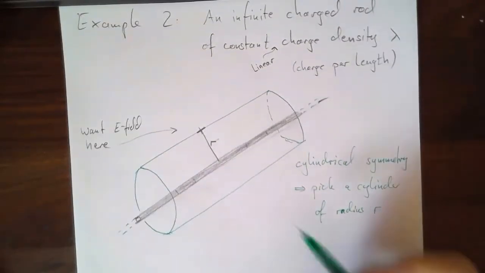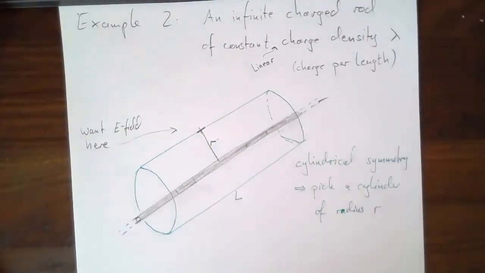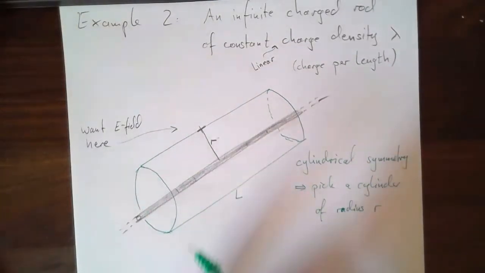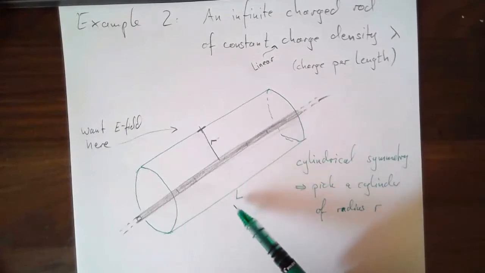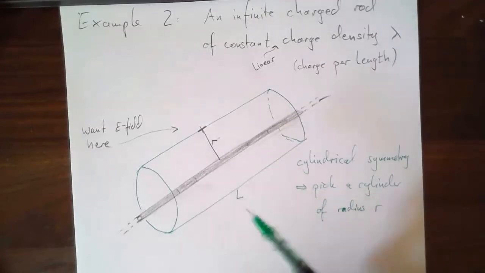So let's pick a cylinder of length L. Now, remember, L is something we choose. We imagine the cylinder. It's not actually there. It's a mathematical object we get to pick. So whatever our final answer is, it better not depend on L, right? Let's see if that works out.